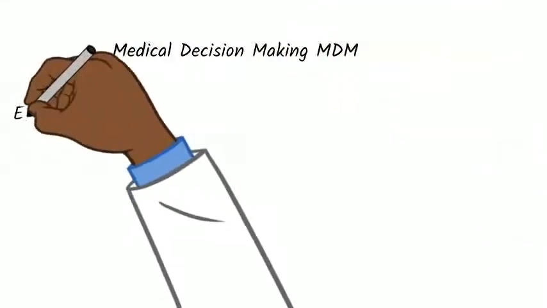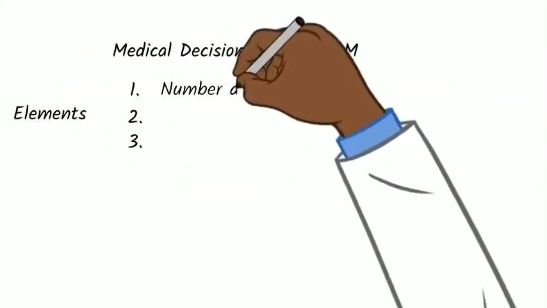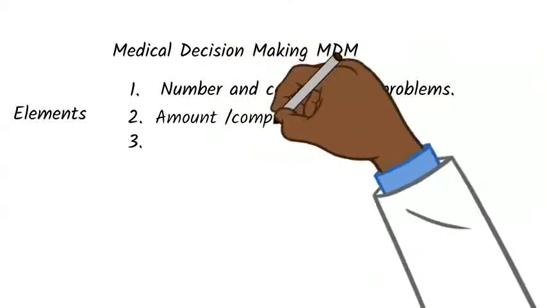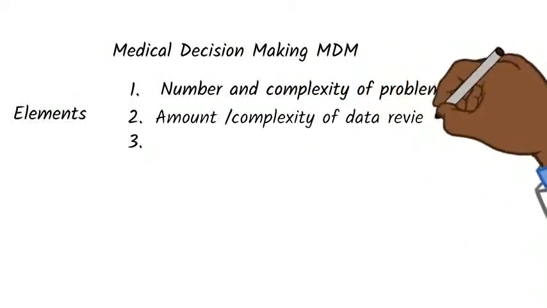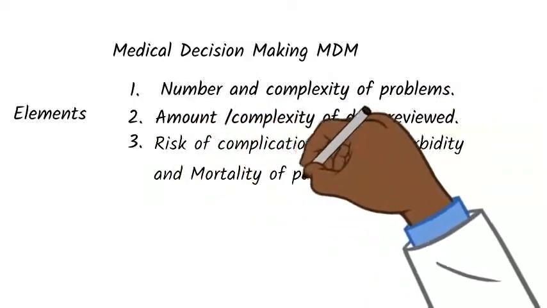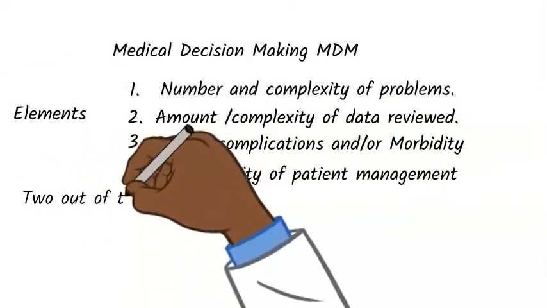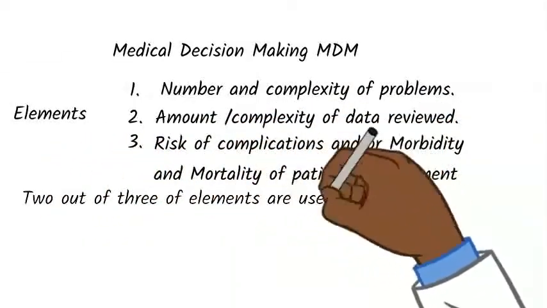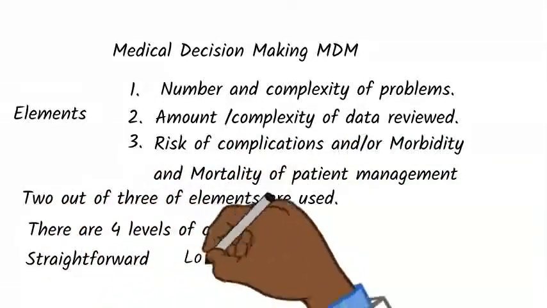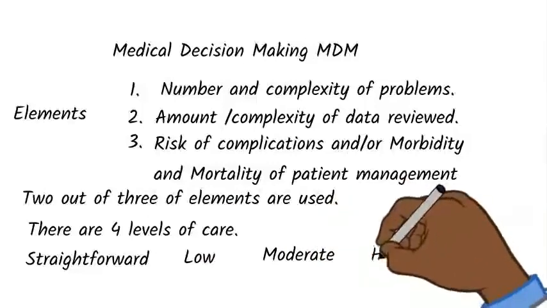Medical decision-making has 3 elements. The number of and complexity of problems addressed. The amount and/or complexity of data reviewed. The risk of complications and/or morbidity and mortality of patient management. 2 out of 3 elements are used. There are 4 levels of care: straightforward, low, moderate, and high.